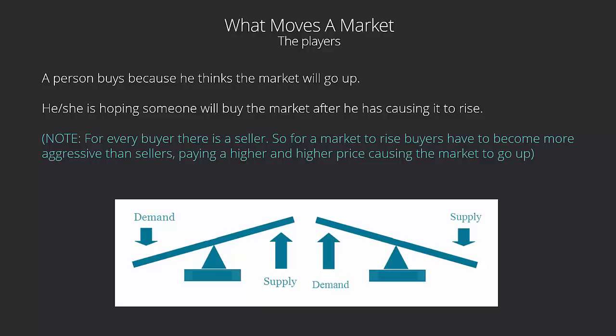So for the market to go up, buyers have to become more aggressive than sellers. In other words, there are the same number of buyers and sellers, but the buyers are prepared to pay a higher and higher and higher price, causing the market to go up. It's a supply-demand seesaw, the way I look at it. You've got demand pushing down and you've got supply pushing the other way, and when they're in equilibrium, the price is the same. When you've got a massive amount of demand coming in, a huge amount of demand, the price is going to go up, and little supply.